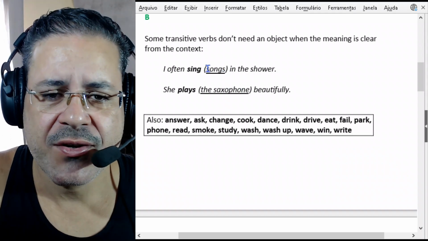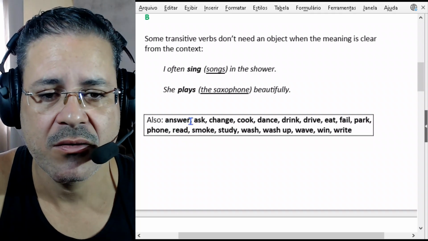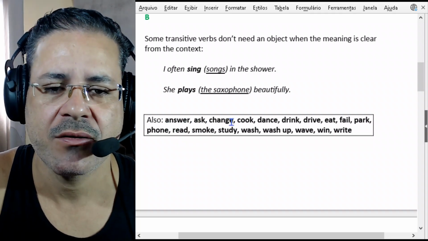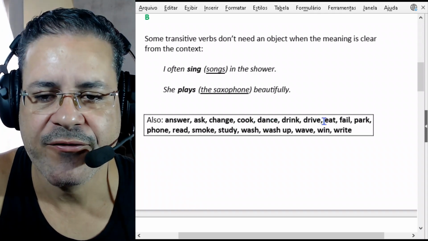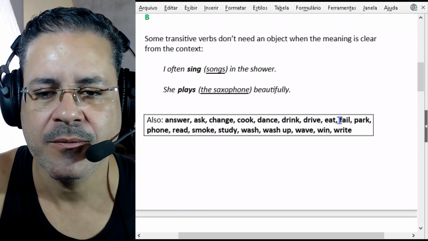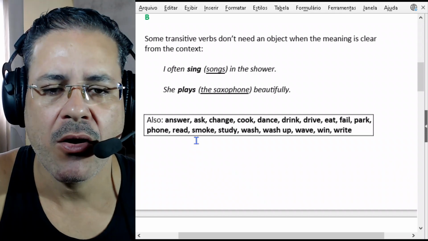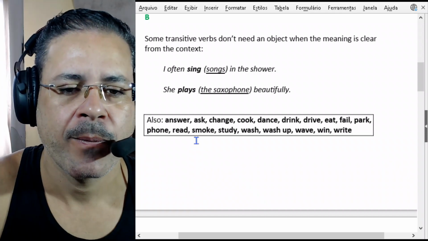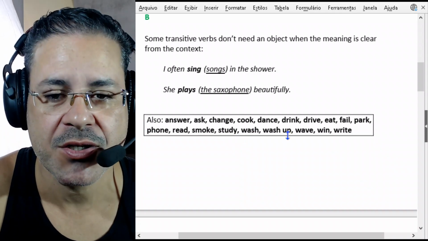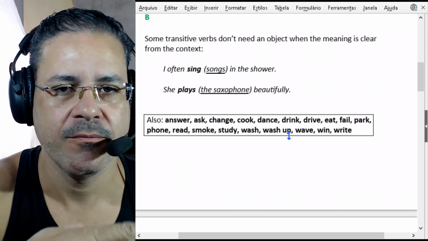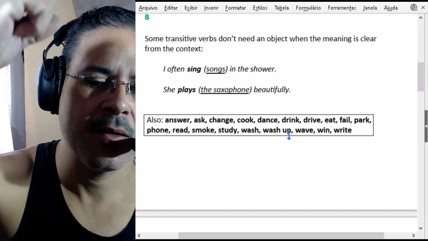You might use that pattern with the verbs answer, ask, change, cook, dance, drink, drive, eat, fail, park, phone, read, smoke, study, wash, wash up the dishes, wave, win. All right.